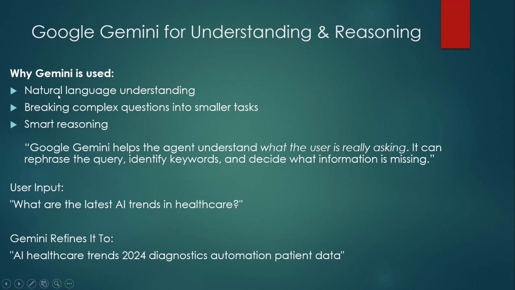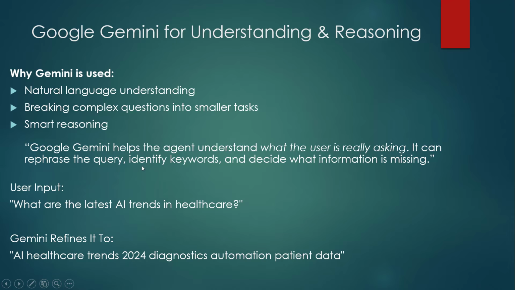Google Gemini provides natural language understanding. We can give any type of instruction to it, in any language or format. It can break a complex question into smaller tasks, which is also a key feature of Google Gemini, and it offers smart reasoning. Google Gemini helps the agent understand what the user is really asking. We are giving a raw prompt to it, but Gemini plays a key role and tells the agent what the user actually wants.